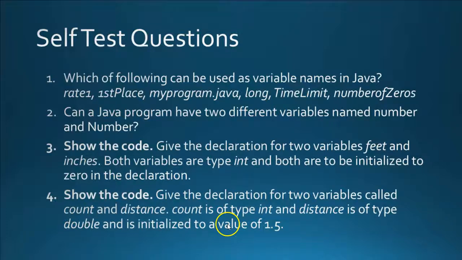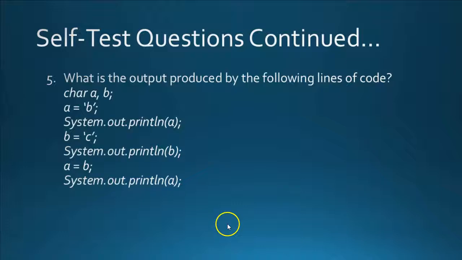All right, and we have another one here. Question 5. What is the output produced by the following lines of code? Char A, comma B. A equals B, system.out.println A. B equals C, system.out.println B. A equals B, system.out.println A.